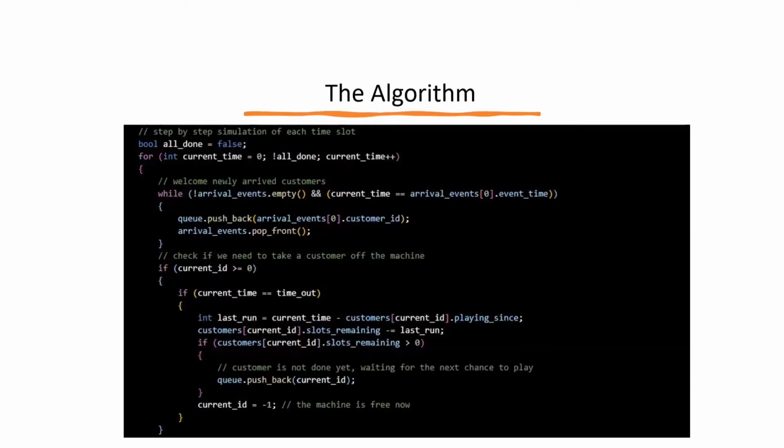And for the if statement on current ID, not -1 means the machine is not empty. We check if the customer process has time remaining. That means the process is not over yet. It will push the customer back to the queue. That's actually how normal round robin works.